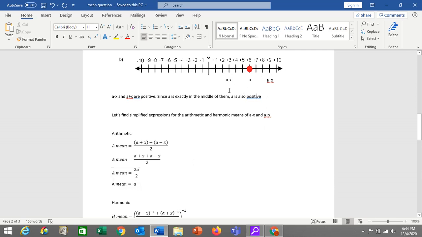And if you look at the picture, that really should make sense, right? The mean is the middle of two numbers if you only have two numbers. And so a is right in the middle. So yeah, that makes sense.